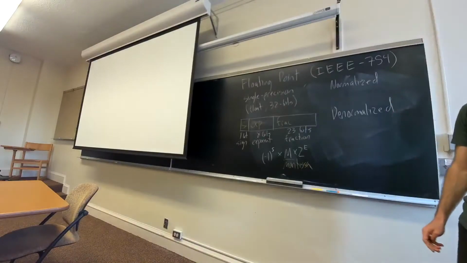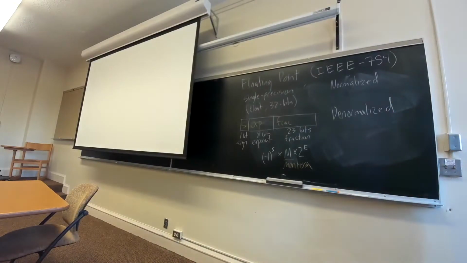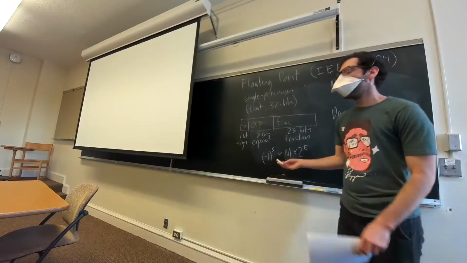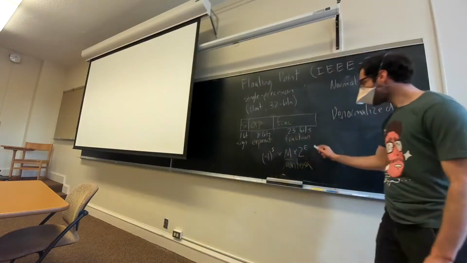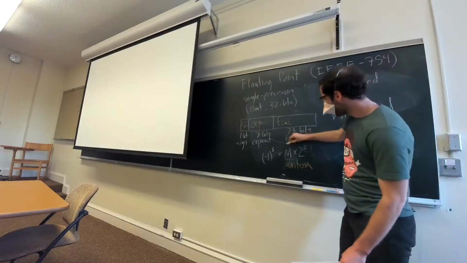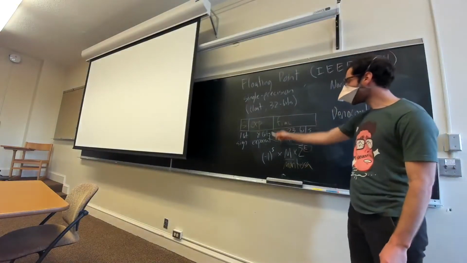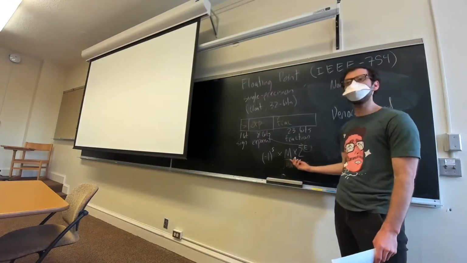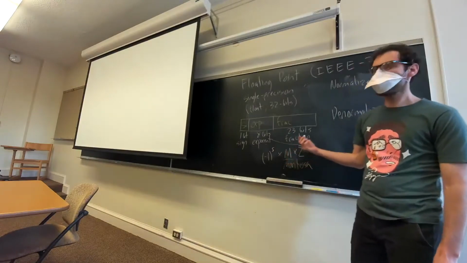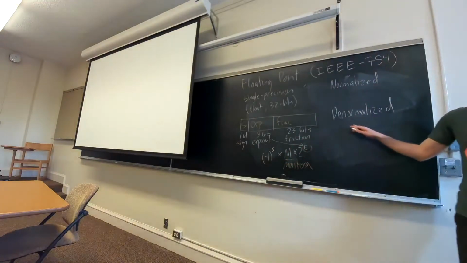Kevin. Wait, so the 8-bit exponent represents the mantissa, and then the fraction represents the E? The 8-bit exponent is used to generate the exponent, E. And then the fraction bits are the mantissa, or 1 plus the mantissa, depending on whether they're normalized or denormalized.